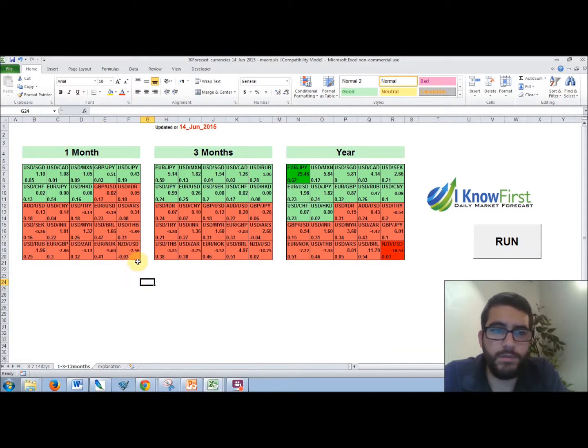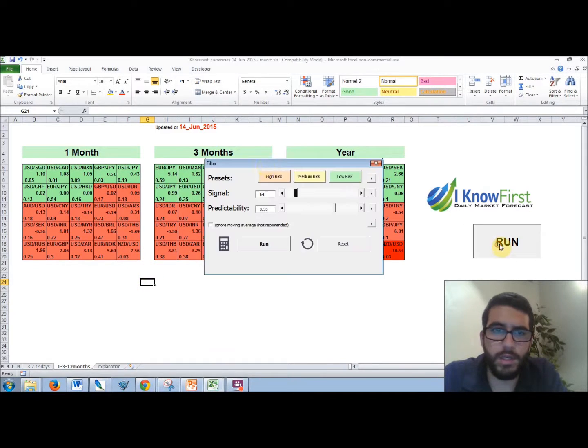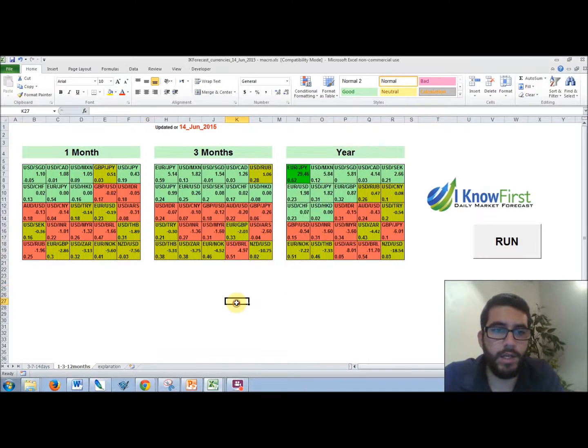But perhaps the New Zealand dollar, US dollar short looks quite strong. And in this case, we also have our macro, but we're going to have to put our own setting, because if I go low risk, you can see the lowest signal is 16, where it filters out. So for currencies, you really can use 0 and negative 1 and let it run. So we're completely ignoring signal and predictability. We're only looking for the moving average and the strongest relative signal, which is minus 7.56.